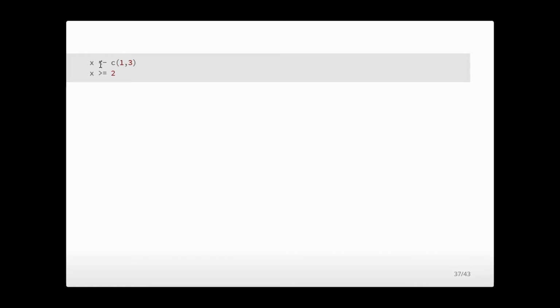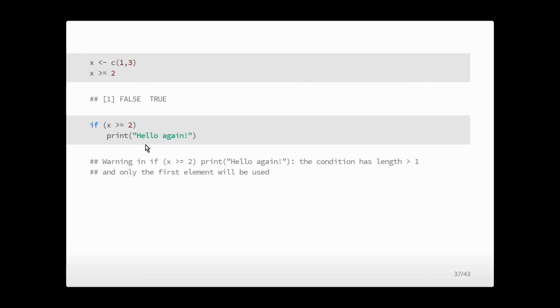Over here, we're going to say x is 1 and 3, and x greater than or equal to 2. That's going to give back false and true. Because the if statement can only accept one true or false value, it's only going to look at the first thing, see the false, and not print this. It warns that the logical vector that's supposed to go in your if statement should just be length 1: you gave me something with length 2, only the first element is used. So it prints a warning, but it doesn't print hello again.